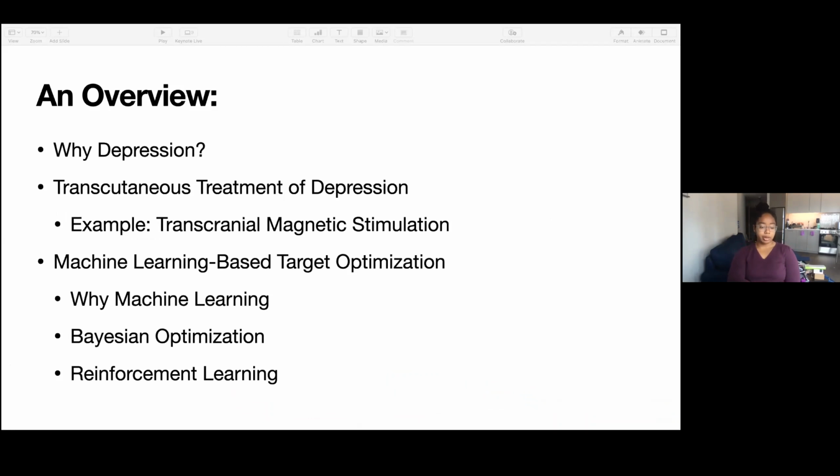So to give a quick overview of the points that I'm going to be hitting, starting with why I'm focusing on depression and how treatments are currently done, and then moving into where machine learning and optimization techniques might play a role.